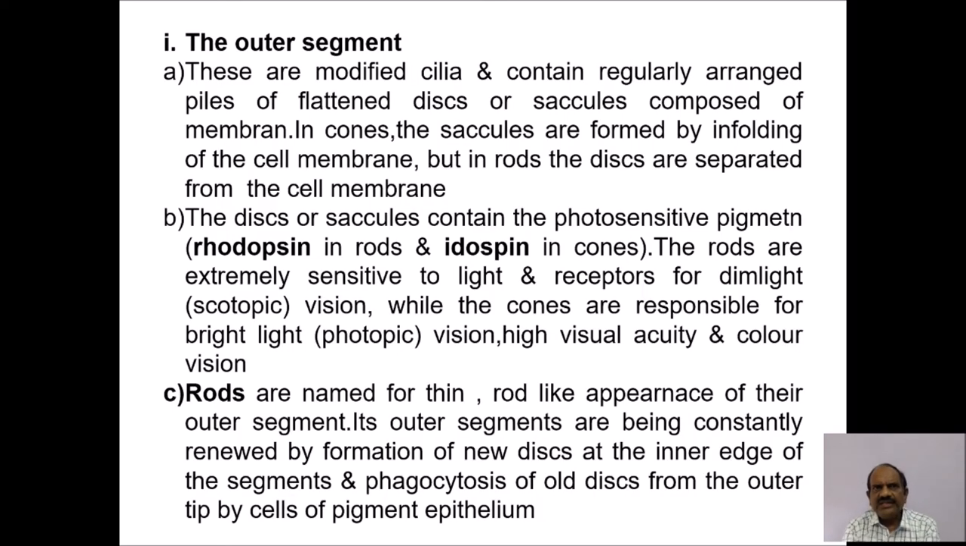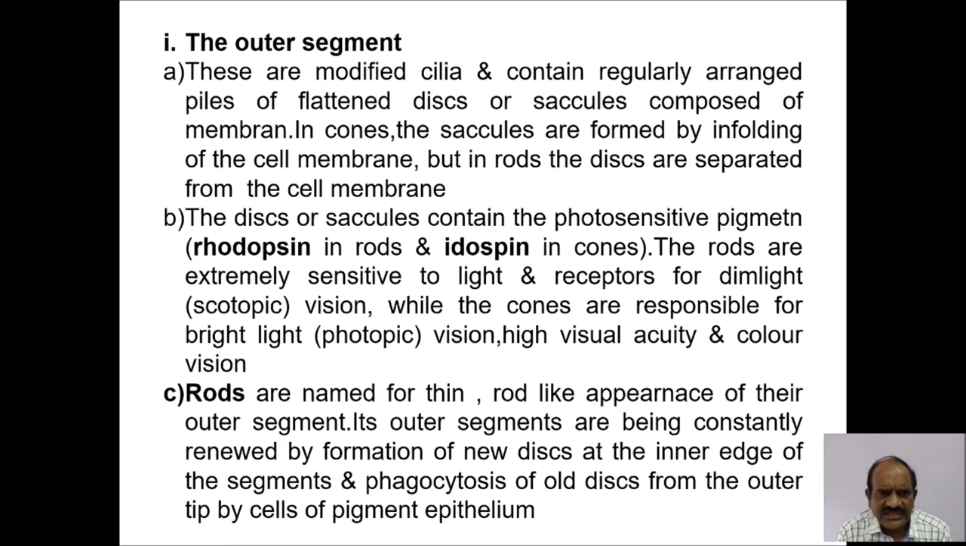Now coming to the outer segment of this photoreceptor, these are modified cilia and contain regularly arranged piles of flattened discs, or what we call saccules, composed of membrane. In cones, the saccules are formed by infolding of the cell membrane, but in rods, these saccules or discs are separated from the cell membrane. The discs or saccules contain the actual photosensitive pigment. For example, rods contain rhodopsin, and in the cones, it is called iodopsin.